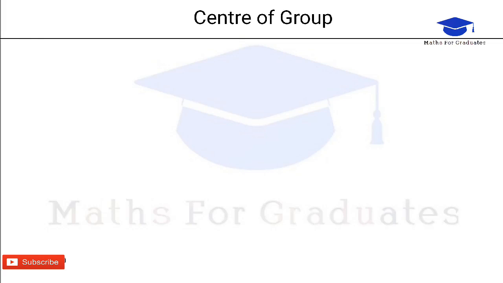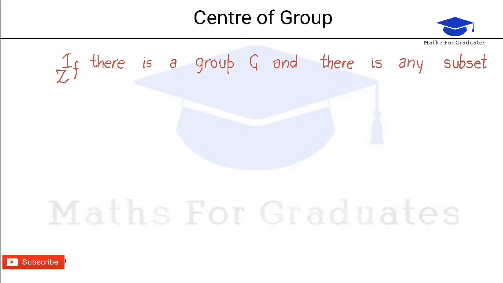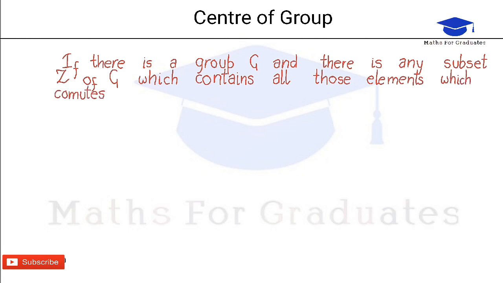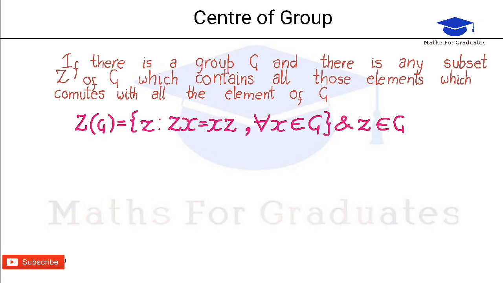Today's topic is center of a group. Center of a group is defined as follows: suppose there is a group G, and Z is the subset which contains all those elements which commute with all the elements of G. The mathematical definition of the center of the group is given by this expression.